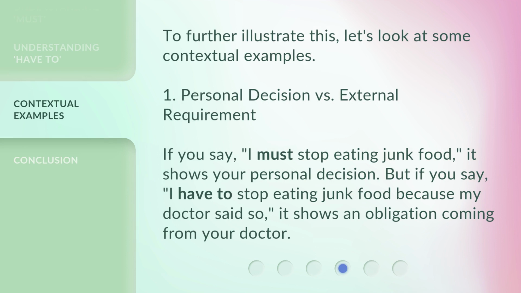To further illustrate this, let's look at some contextual examples. 1. Personal decision versus external requirement. If you say, "I must stop eating junk food," it shows your personal decision. But if you say, "I have to stop eating junk food because my doctor said so," it shows an obligation coming from your doctor.